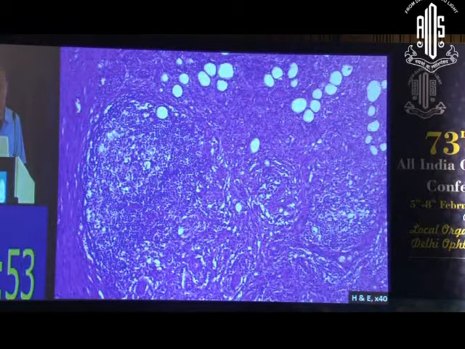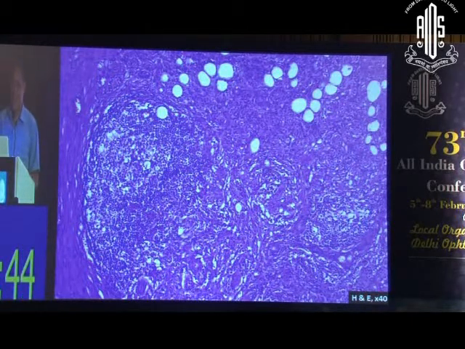Okay, so what would you want to do? You want to excise it? No. Then directly give radiotherapy? Yes. How do you know that a diagnosis of lymphoma is confirmed? You would want to confirm it.